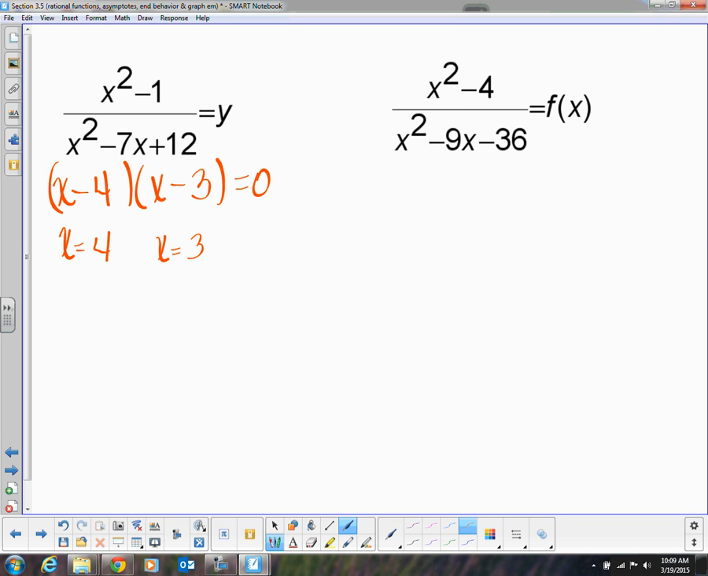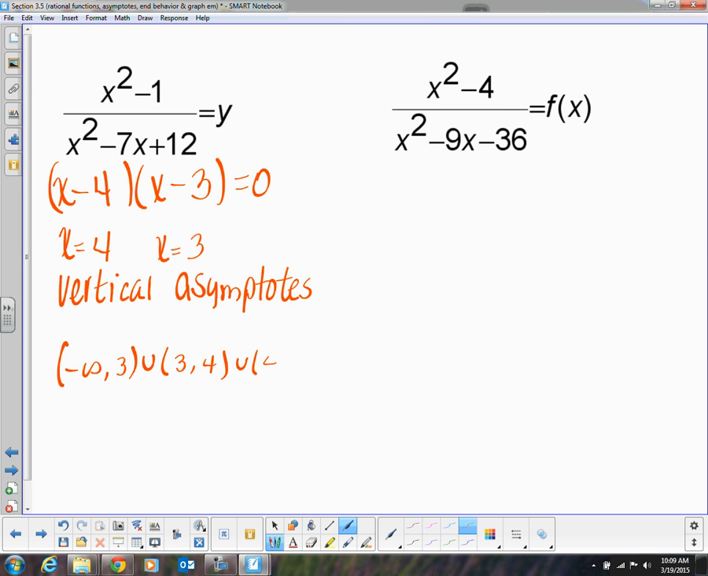Let's go through it. What's the multiplicity here? 1. All right. So what's happening? These are vertical asymptotes, because it makes the denominator 0. So your domain would be negative infinity to 3, union 3 to 4, union 4 to infinity. Do you remember doing this? A little bit. We did this on domain earlier. I didn't like it, but we did it. Well, it's back, so maybe you'll get over that dislike.